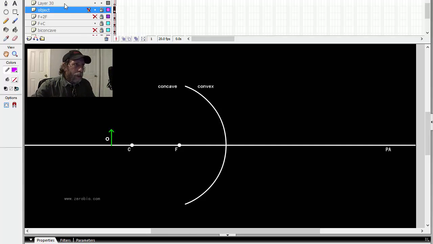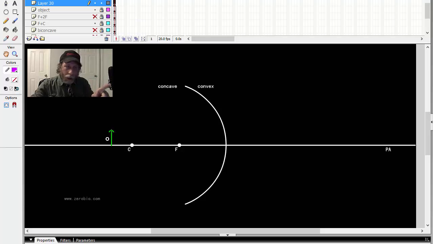Okay, so let's do this. Let's draw a solid line from the top of this object, the arrowhead. Often arrowheads are used because they're quite easy, parallel to the principal axis, and hit the mirror. Now, this is a solid mirror. The light will not go through, so it's going to be reflected back.